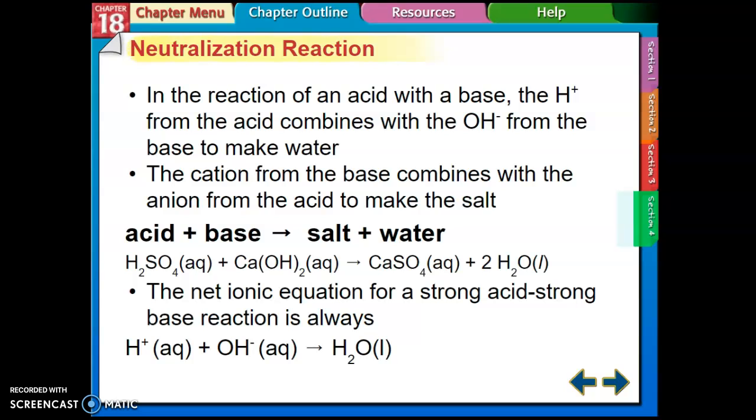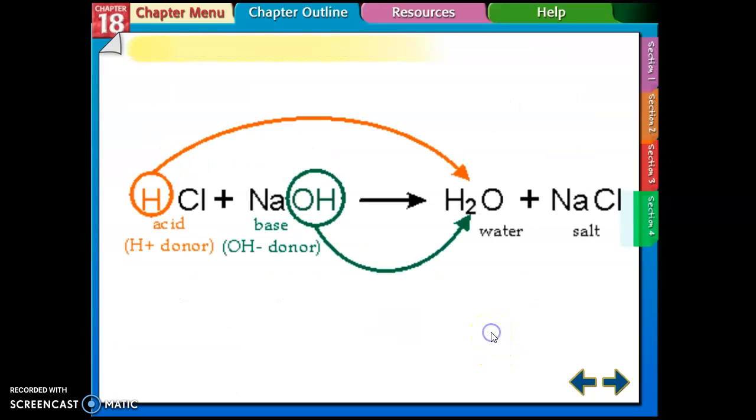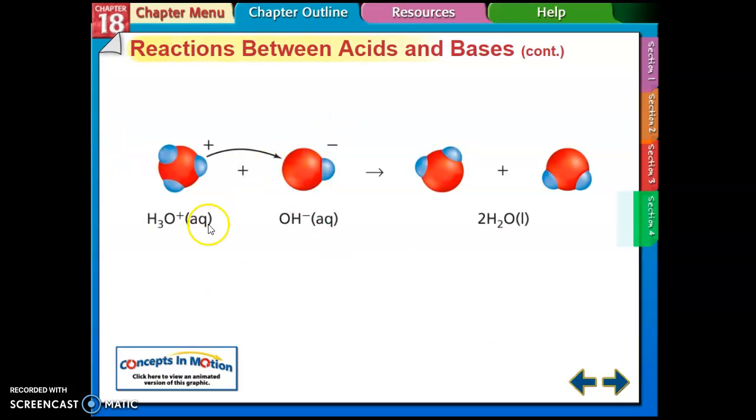Now, if we were to talk about net ionic equations, which we didn't this year, the net ionic equation is always H plus coming from the acid plus OH minus from the base forming water, which again should tell you acid plus base forming water, a neutral solution, a neutralization reaction. Here is an example. We've got H3O plus, another way to represent an acid, plus OH minus representing the anion from the base, forming water.